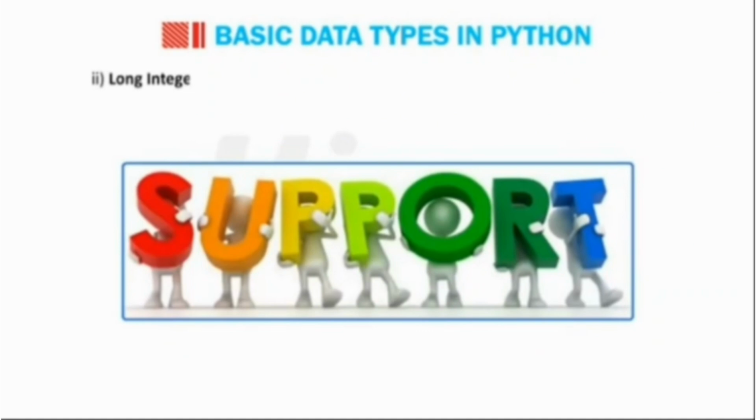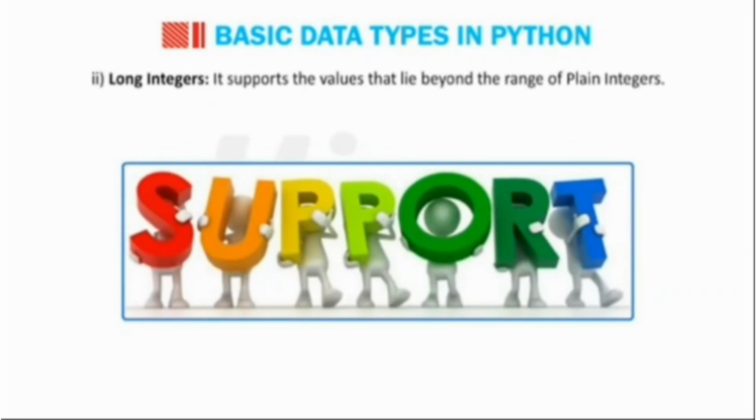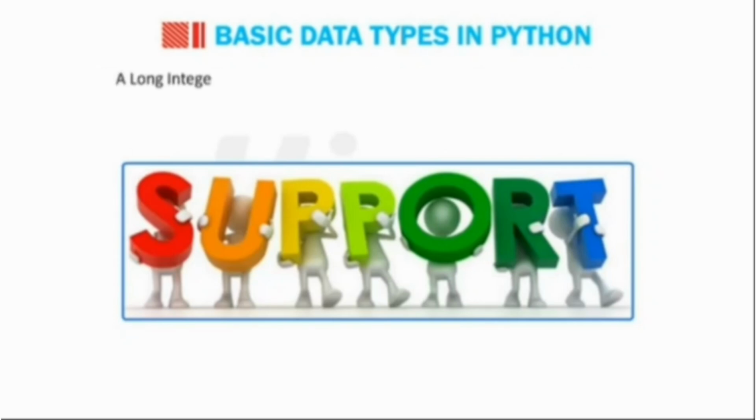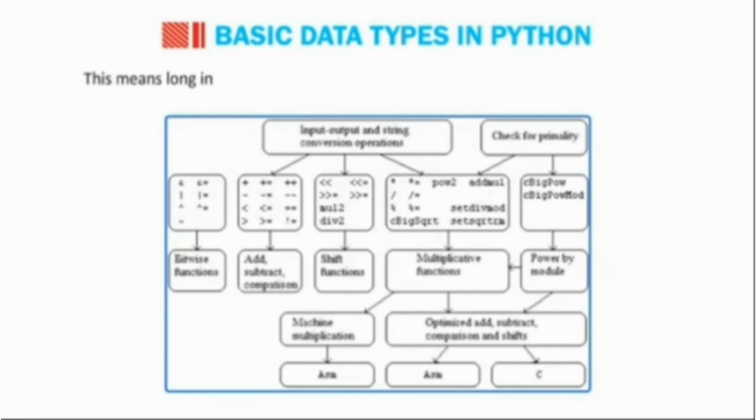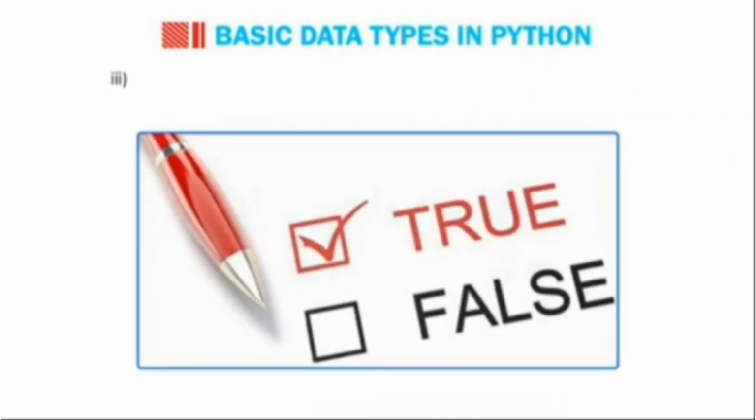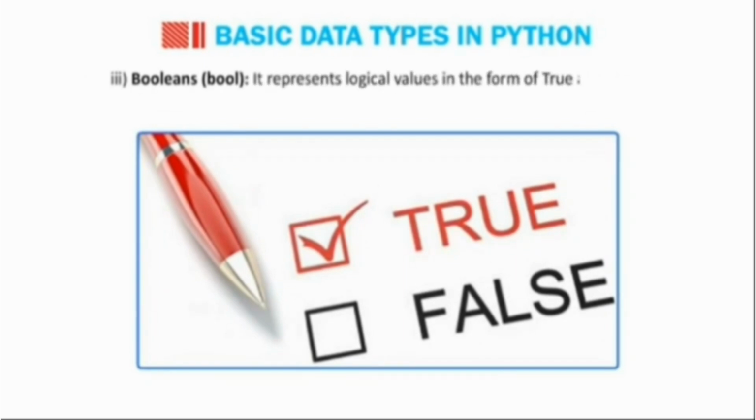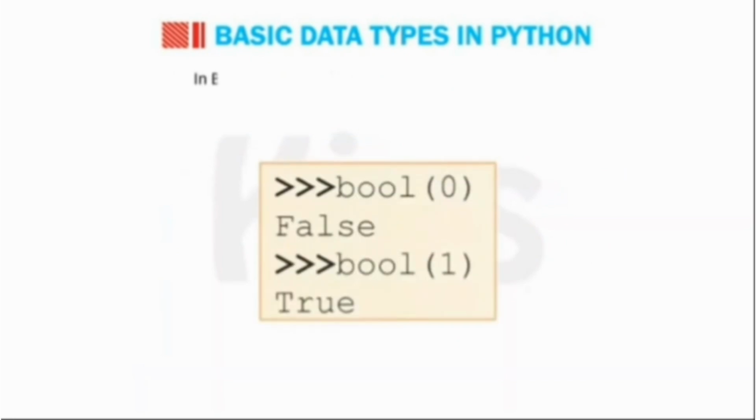Number 2, long integers. It supports the values that lie beyond the range of plain integers. A long integer can hold any long integer as big as supported by the system. This means long integers have an unlimited range subject to available memory only. Number 3, booleans. Bool. It represents logical values in the form of true and false. In Boolean, 0 represents false and 1 represents true.